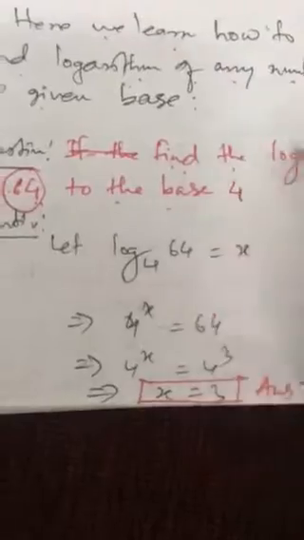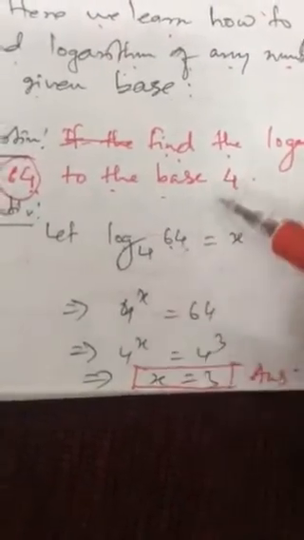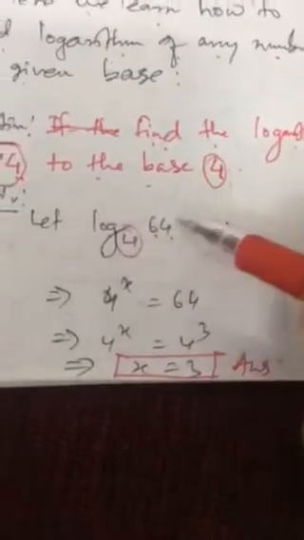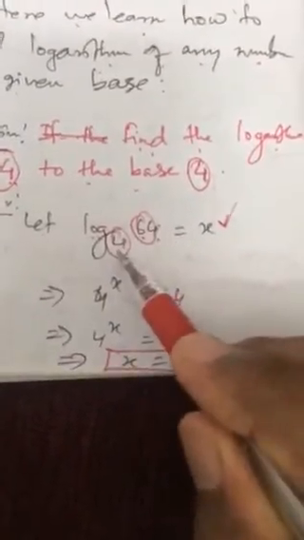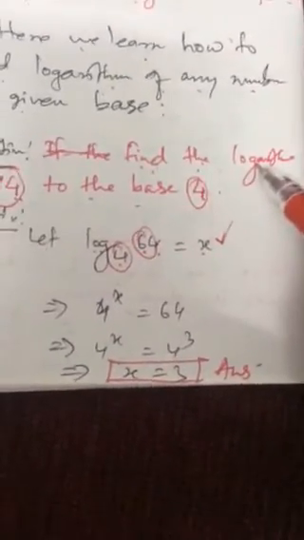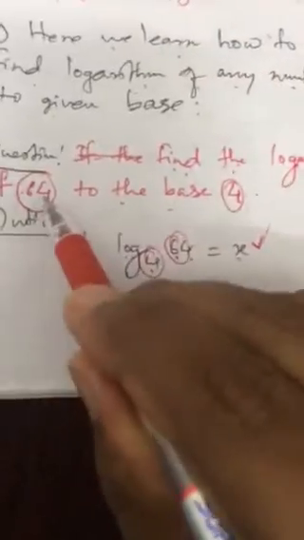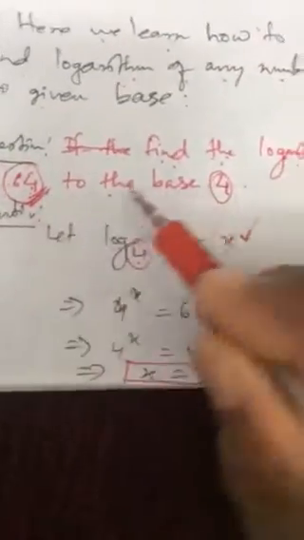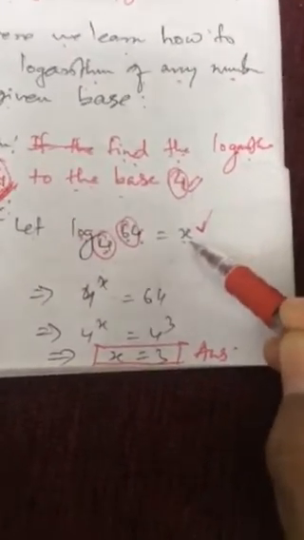So it is given log of 64 to the base 4, and nothing else. You have to find it. So we have assumed x. So let log of 64 to the base 4 be x. The question is to find the logarithm, meaning find the log of 64 to the base 4. So we have assumed x.